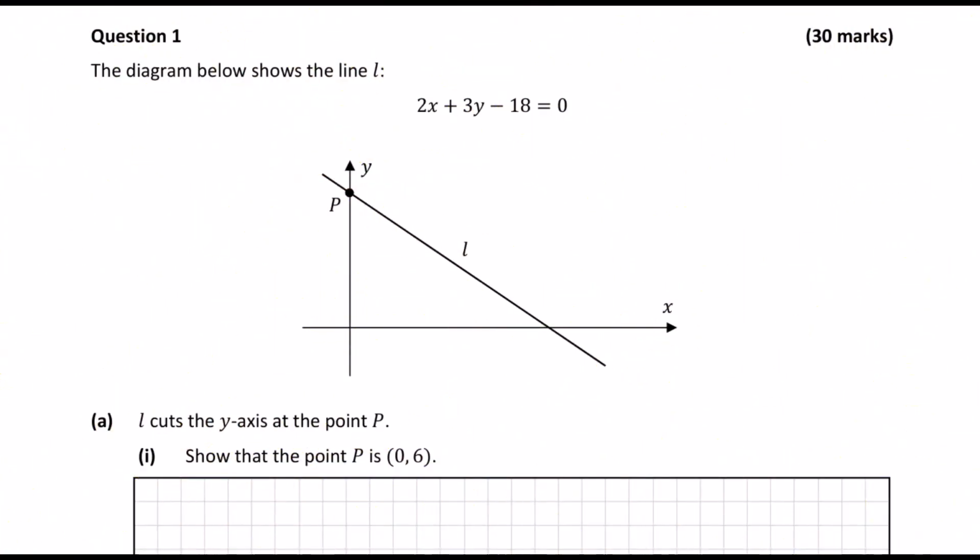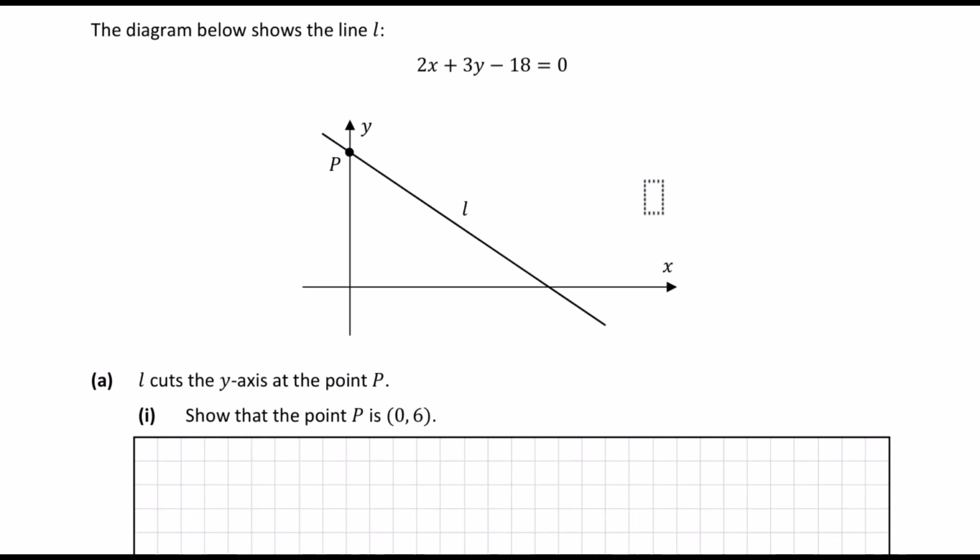Okay, so this is the 2026 Ordinary Level Leaving Cert Maths Paper 2. This is question 1. So let's see, we have the diagram below shows the line L, which is 2x + 3y - 18 = 0. L cuts the y-axis at the point P, show that the point P is (0, 6).